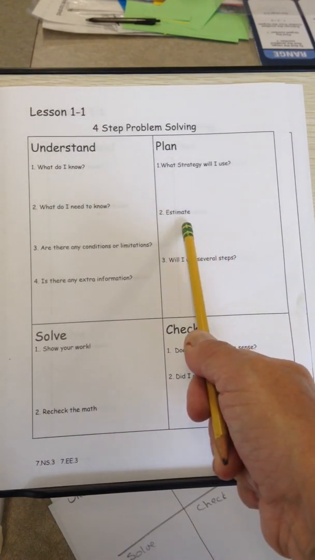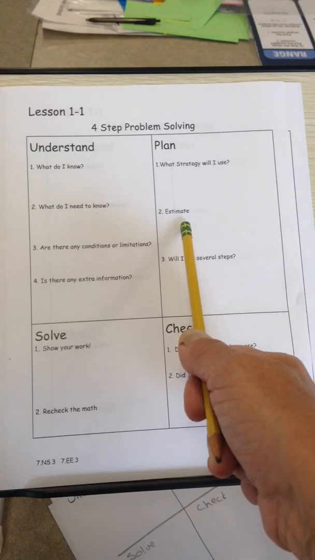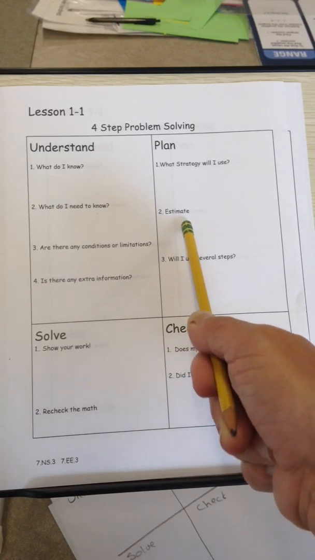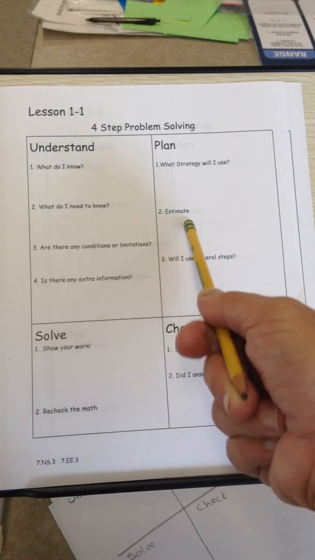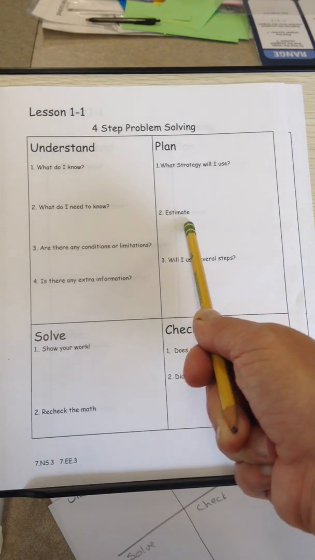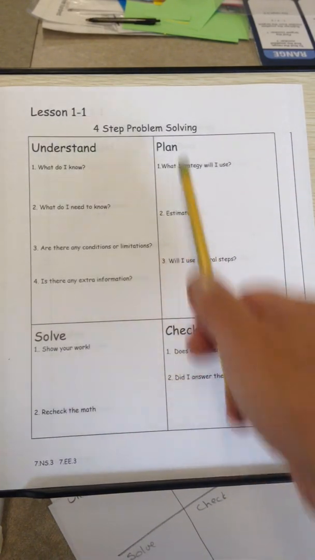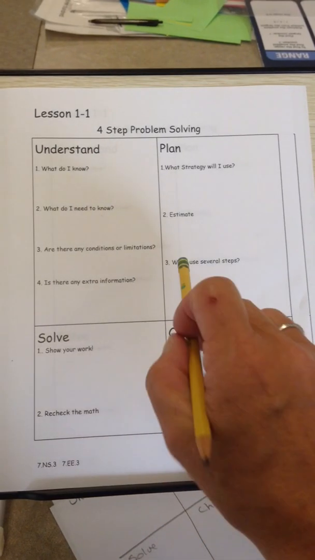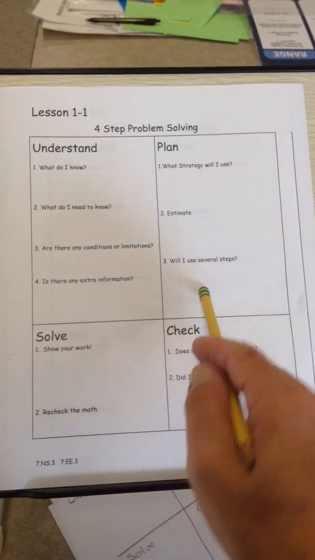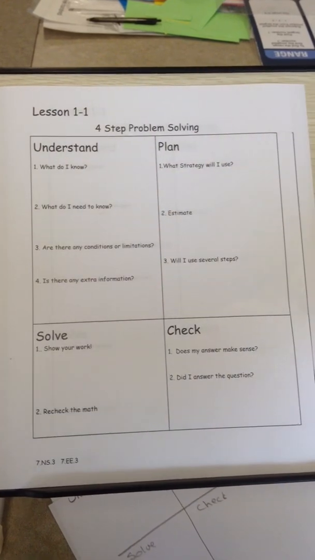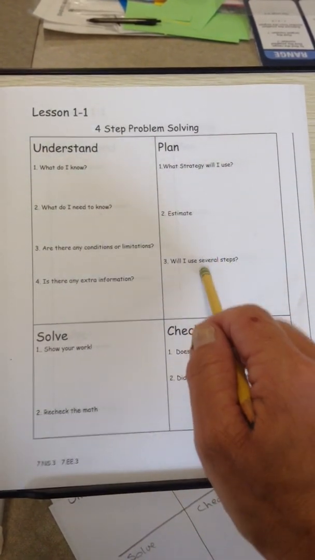So is my answer going to be a big number? Is it going to be a small number? Is it going to be a fraction? Is it going to be a number that's less than what I started with or more than what I started with? So that's a really important step in the planning process, is to estimate your answer and to think about that. You could also say, am I going to use several steps? Sometimes a problem will require more than one answer to get your final answer, so you want to think about that.